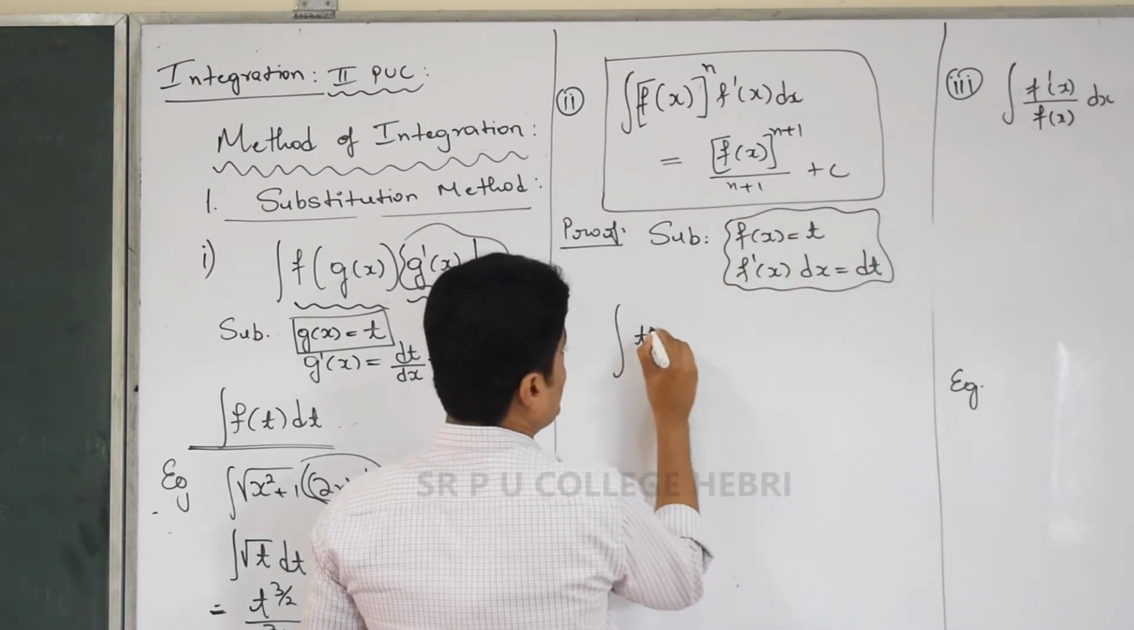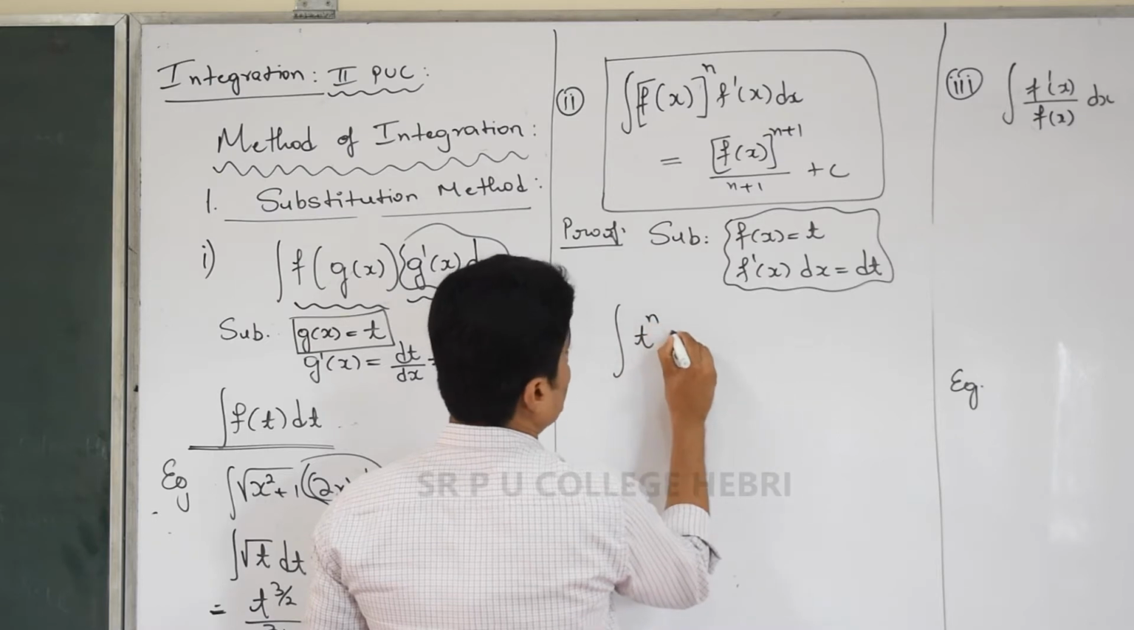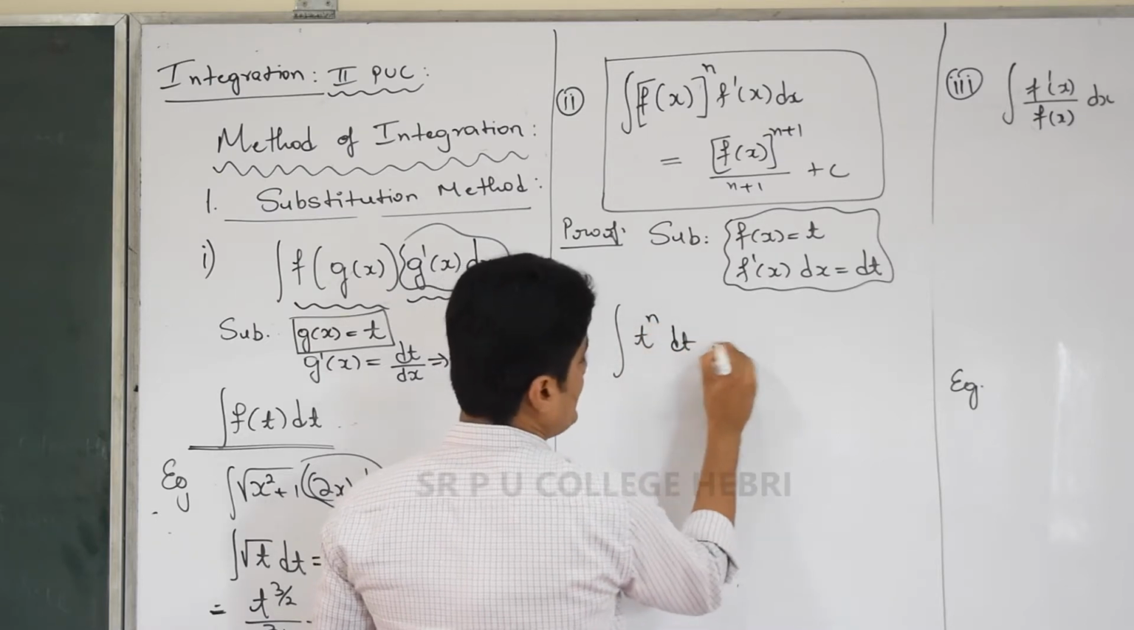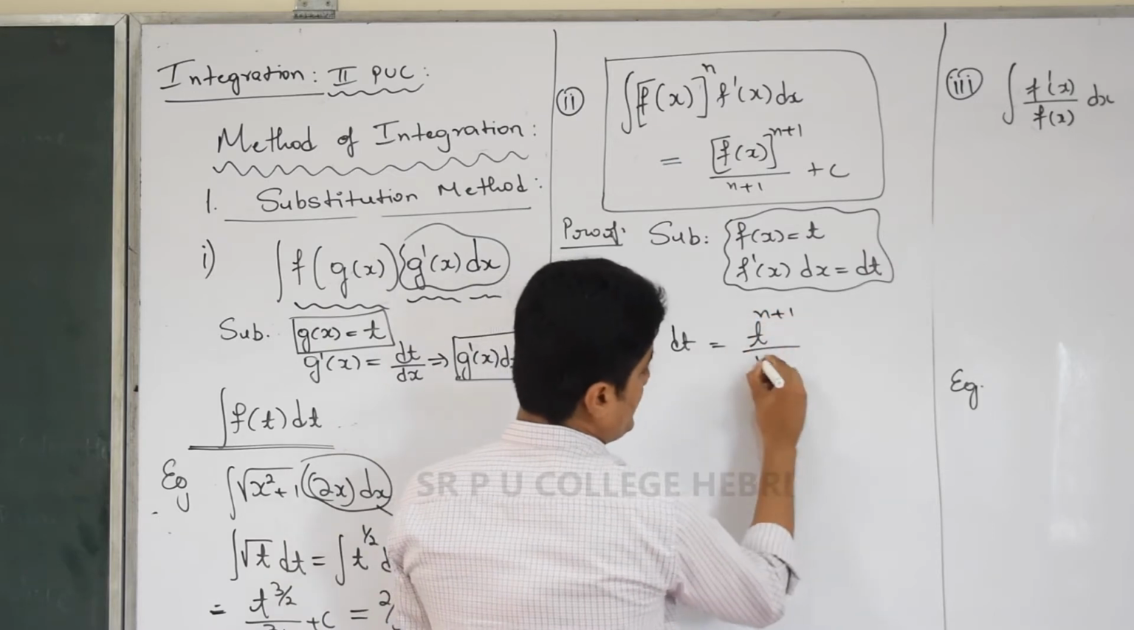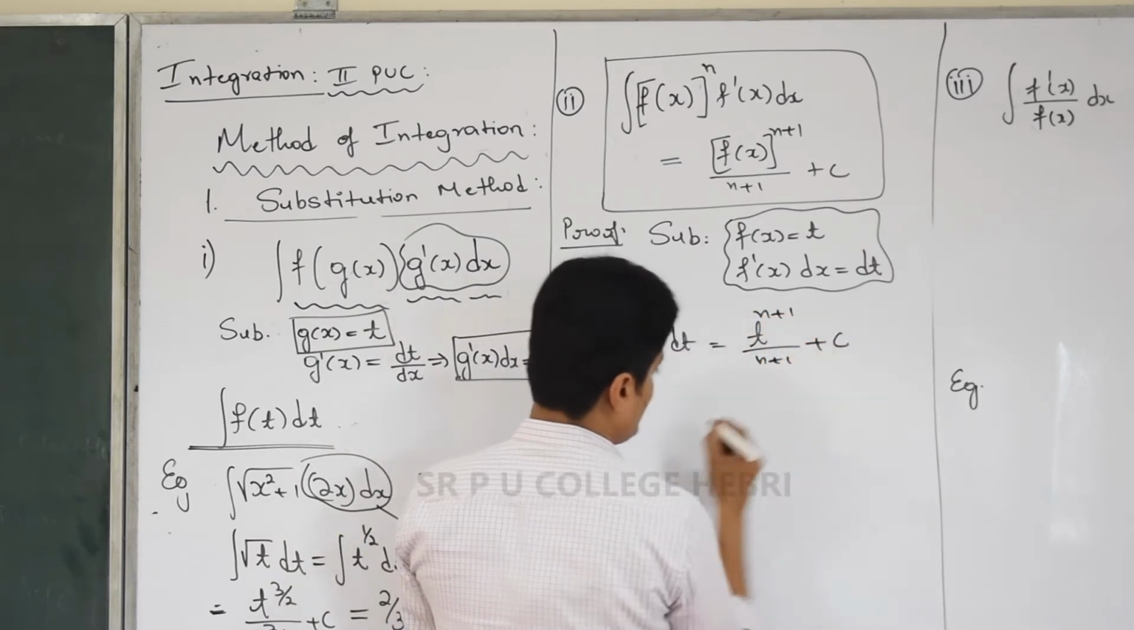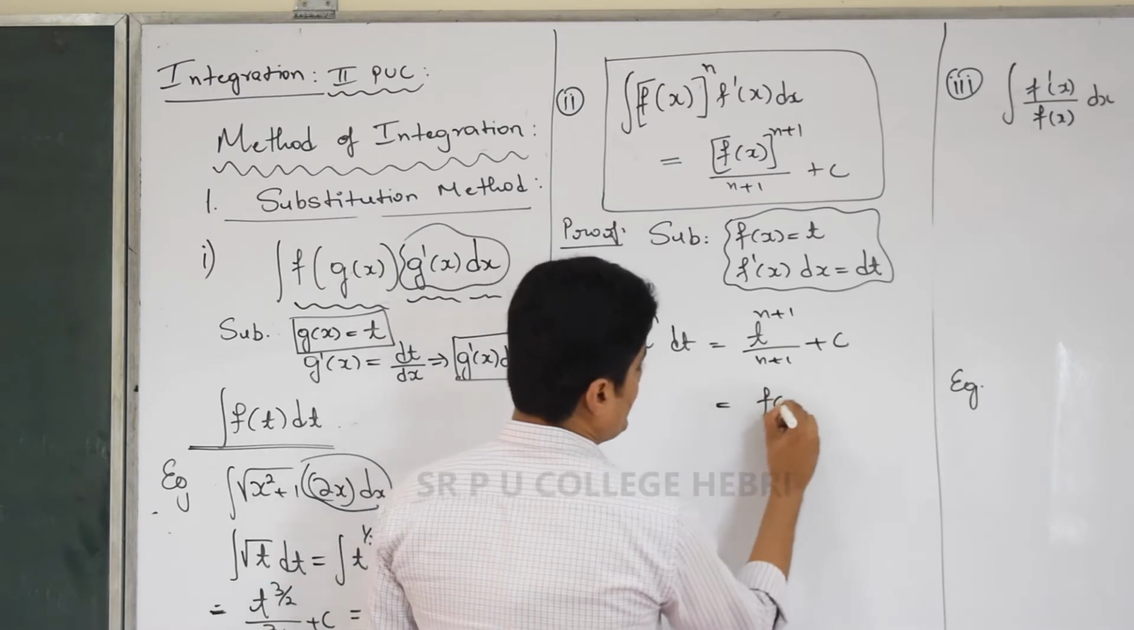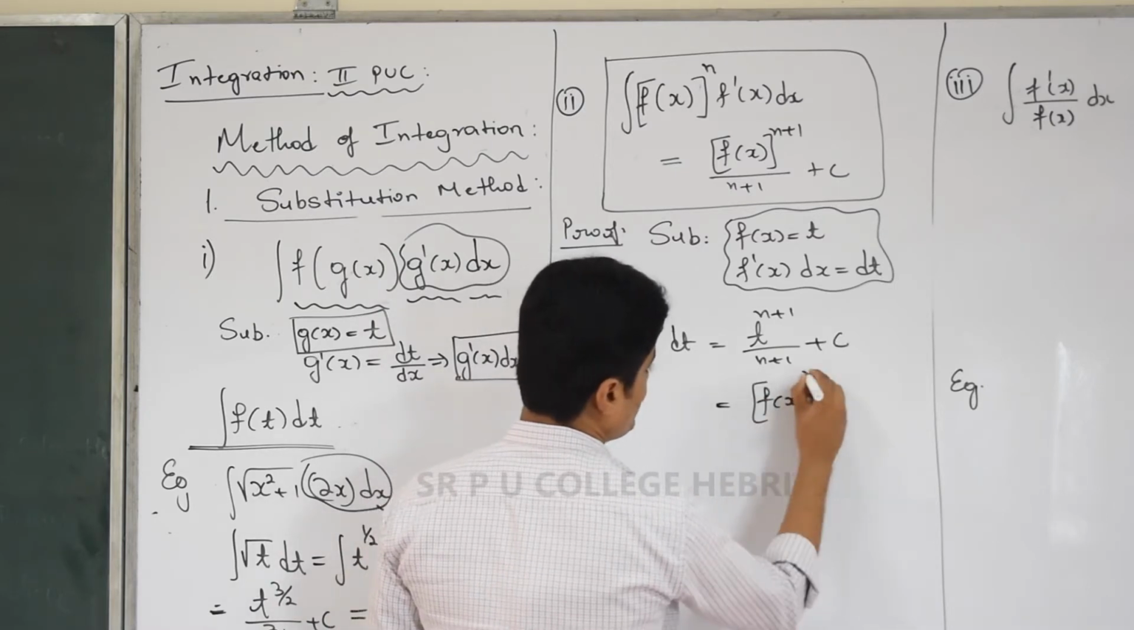What happens? f of x is t power n, f dash of x dx becomes dt, and it is in the form of x power n. What is the integral of x power n? t power n plus 1 by n plus 1 plus c. So what is t actually? f of x, correct? See, we got the right hand side.